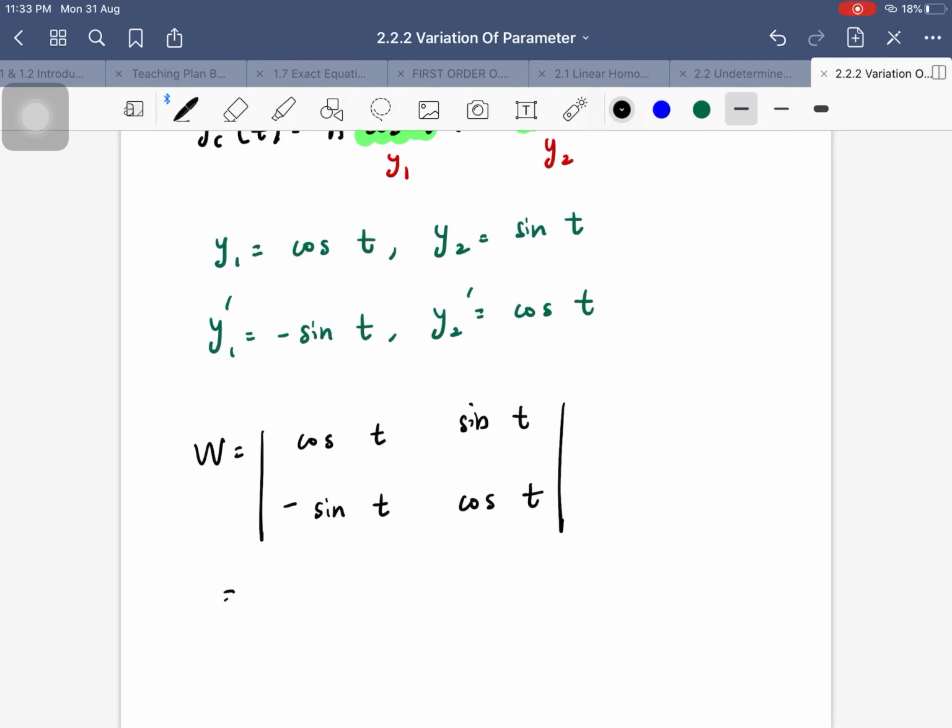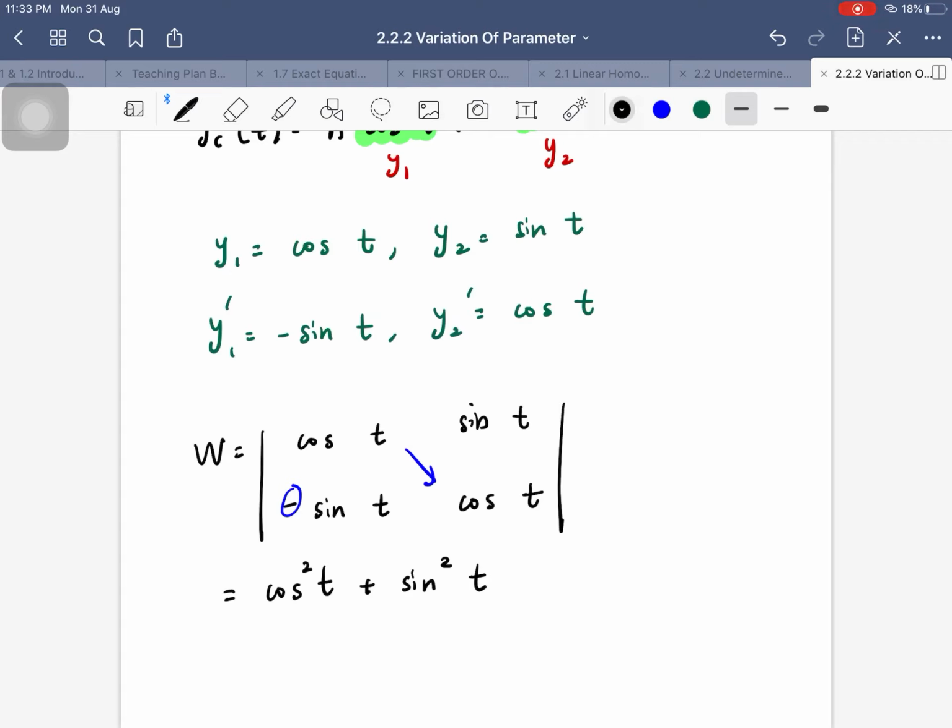So when I apply AD minus BC, I end up with cos squared t. So this is what happened when I multiplied both of these. So here I have a minus and a minus, so of course that is going to be a plus, and sine multiplied by sine, that is going to be sine squared t. So let me give you tips.